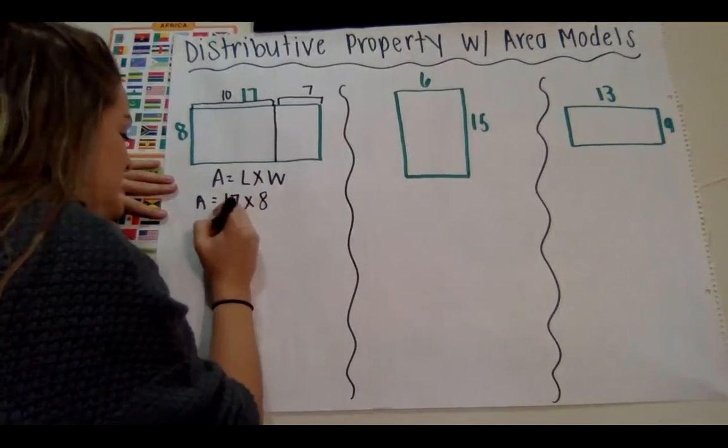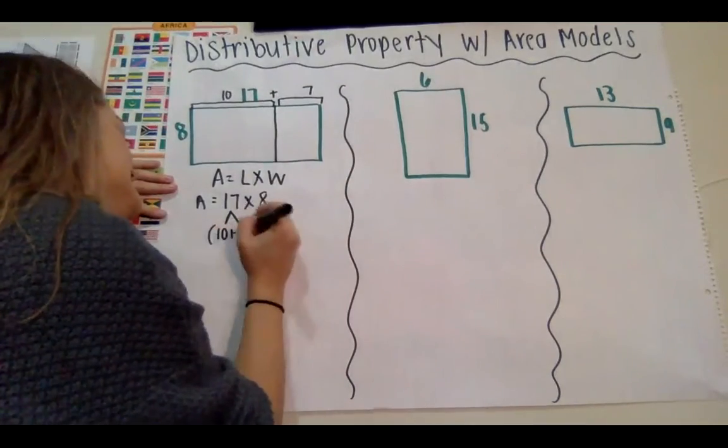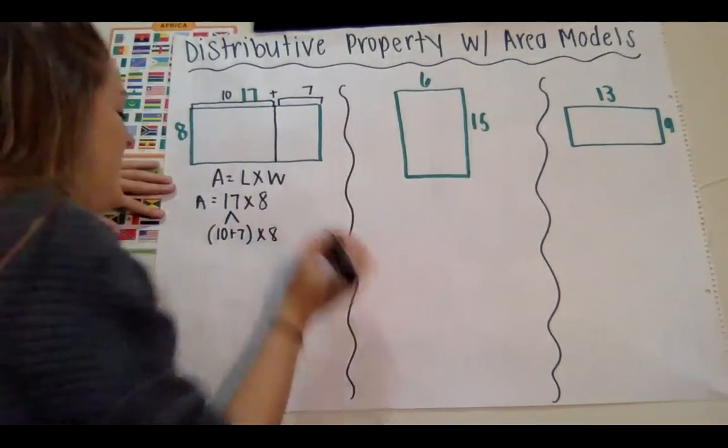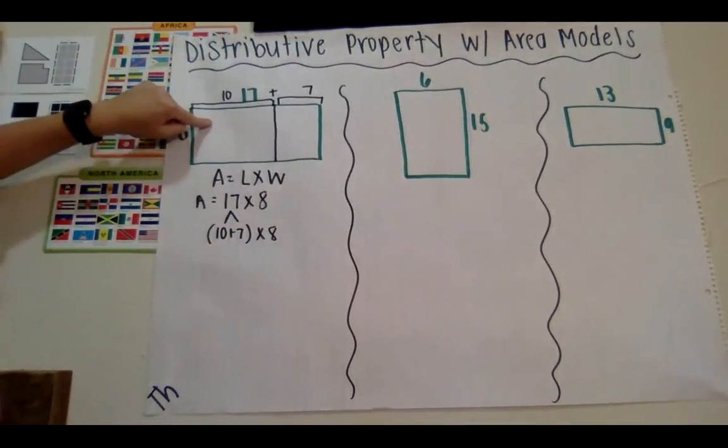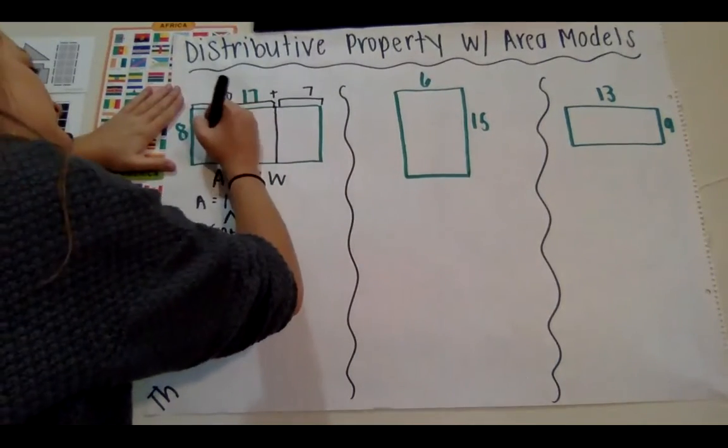So I broke 17 into 10 plus 7 times 8. And when I look at it up here, my new equation for this rectangle becomes 8 times 10.